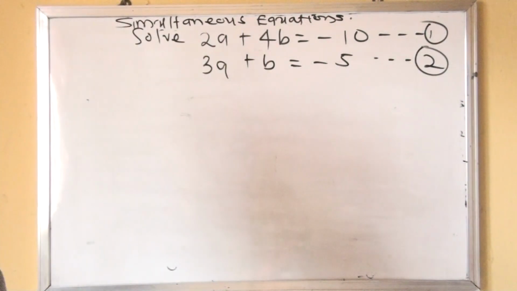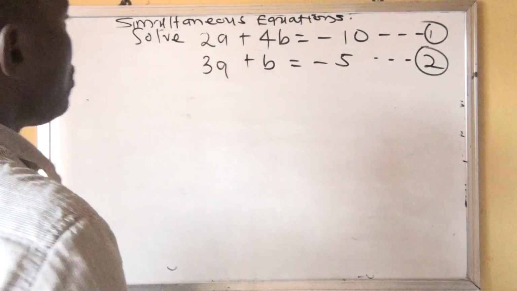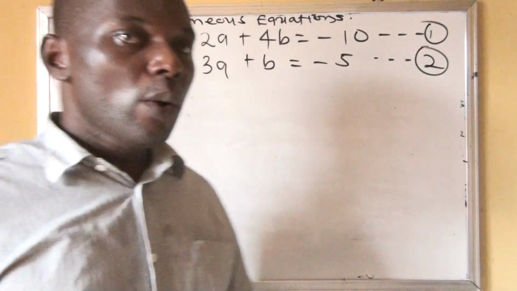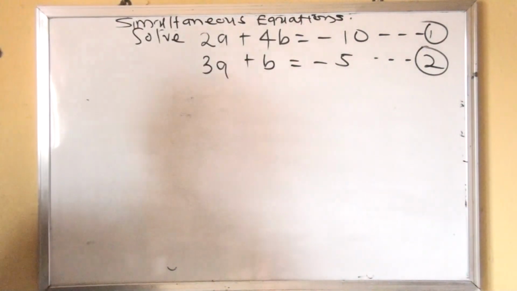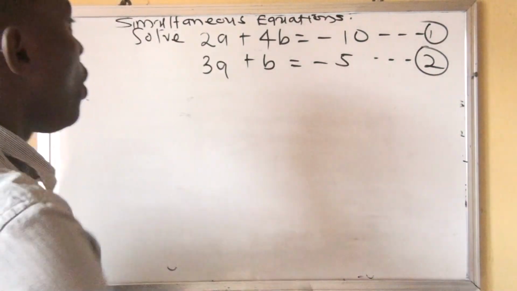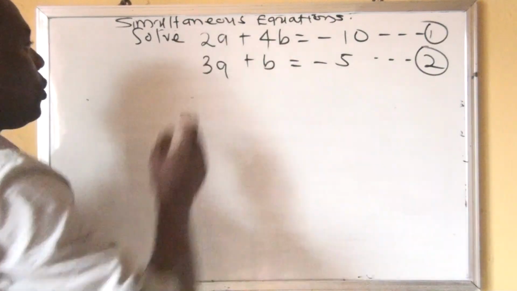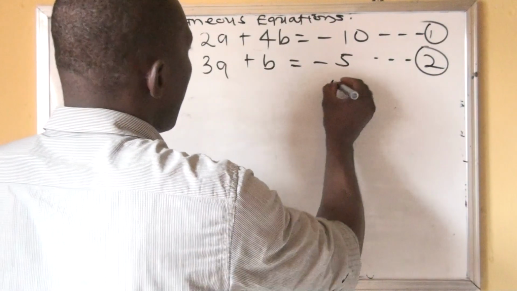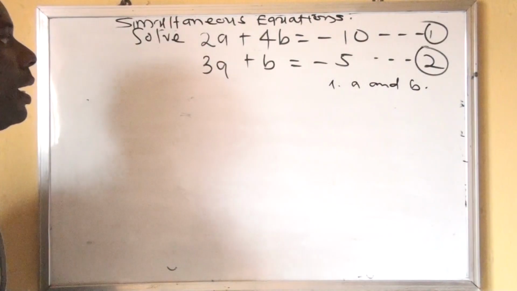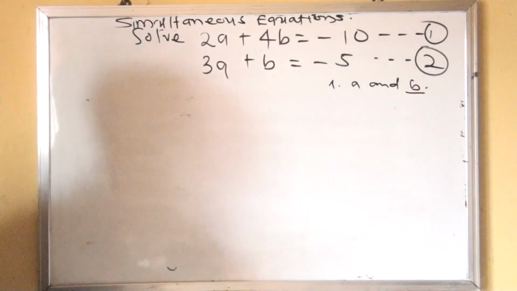Okay, now we're having this as an equation and we intend to use the elimination method. Then how do we go about it? Here the first thing, like I said, is to choose which of the unknowns you intend to eliminate. Here we have two unknowns. The two unknowns are what? A and B. Now for instance, let's eliminate B.